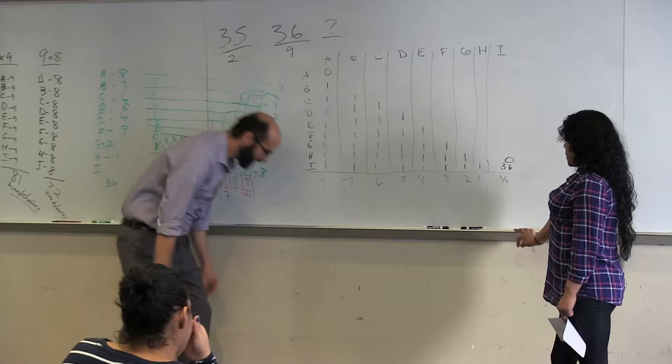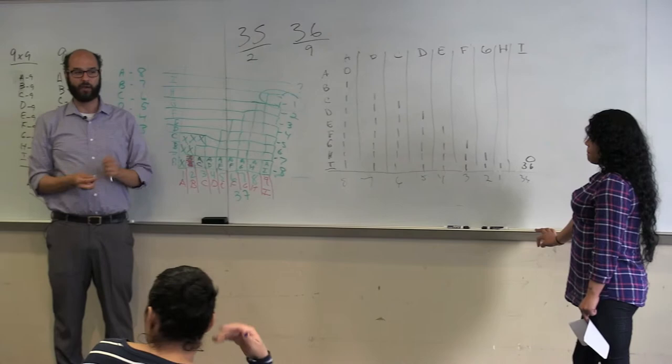1, 2, 3, 4, 5, 6, 7, 8, 9. So I've got 9 people who say it's 36, but I'm not hearing why quite yet. So I want to get one more strategy up there, okay? Thank you very much.